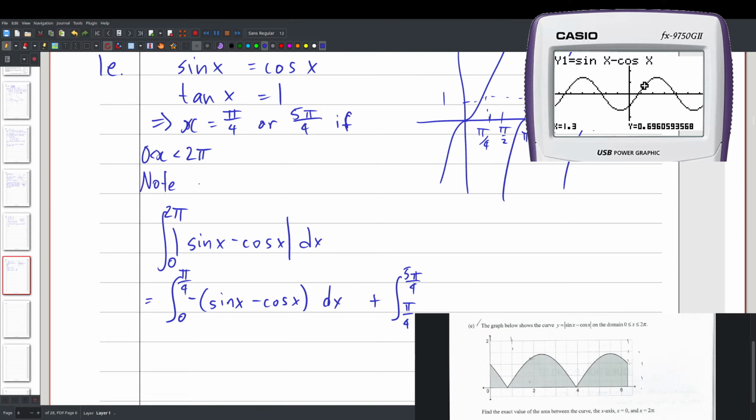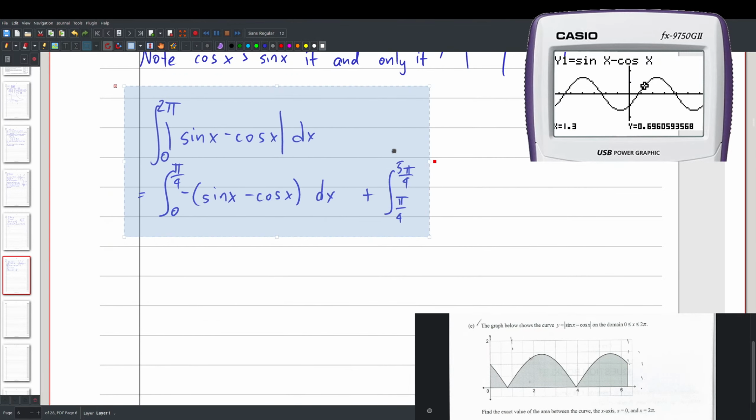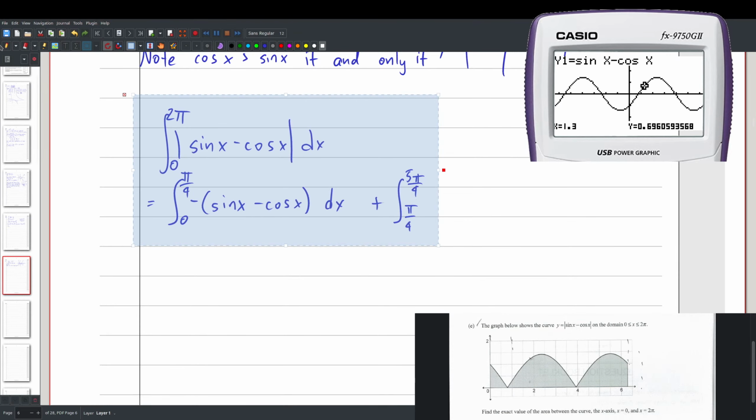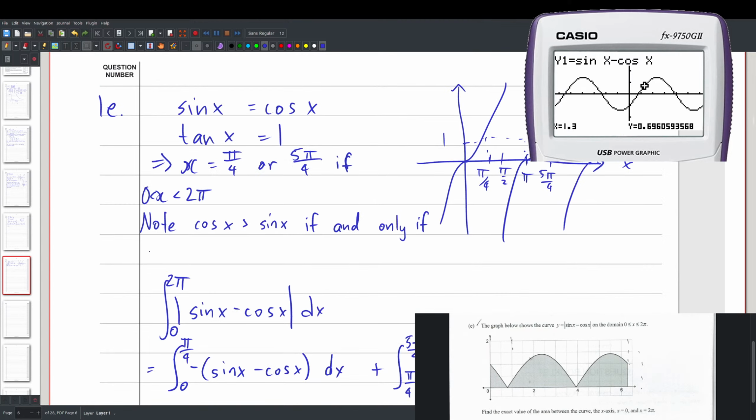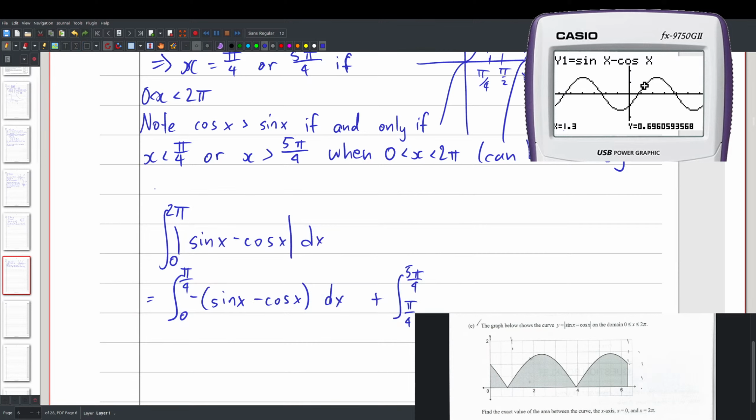Note cos x greater than sin x if and only if x less than pi on 4 or x is greater than 5 pi on 4, when 0 less than x less than 2 pi, can be seen by drawing both graphs.